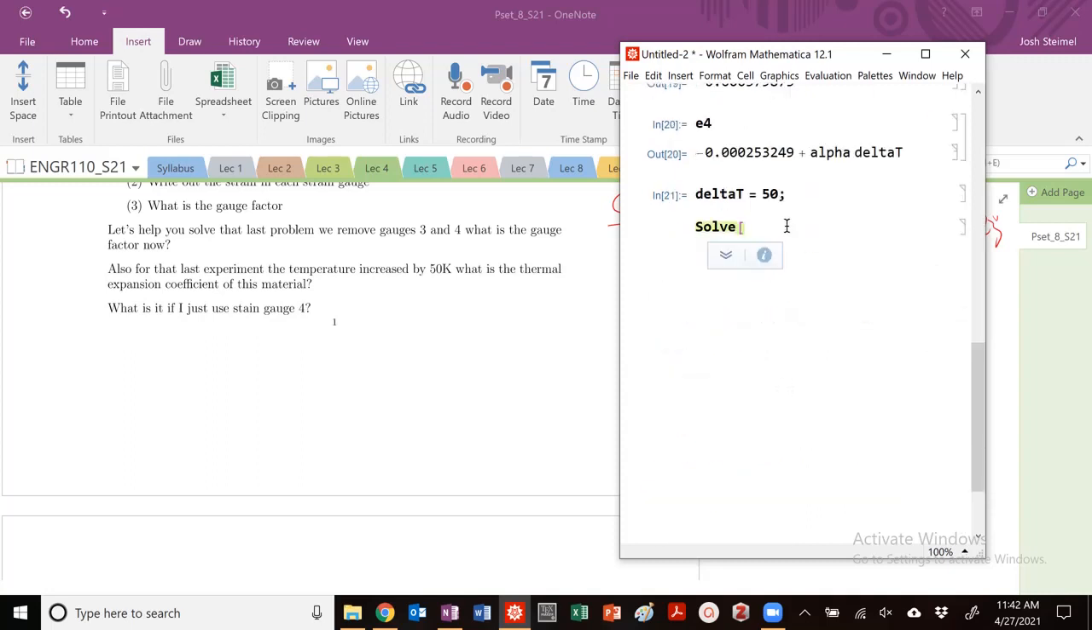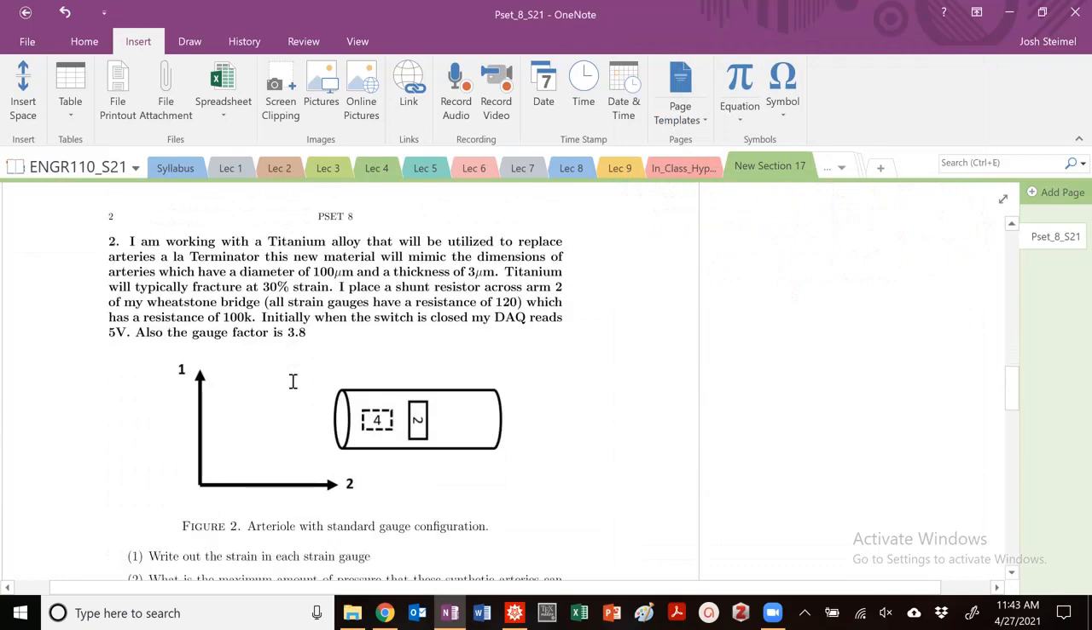So I want to solve for basically delta V naught divided by VI set equal to F divided by 4 times just E4. So I want to solve for my alpha. And I solve for my alpha, and this is the value that I get. Remember that's units of inverse K. So that's the first problem done. So let's move to the second one.